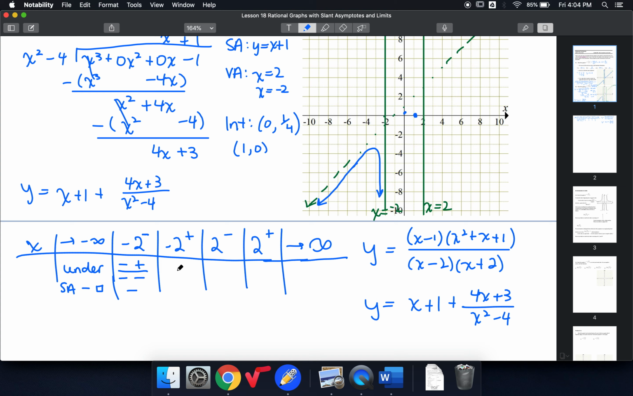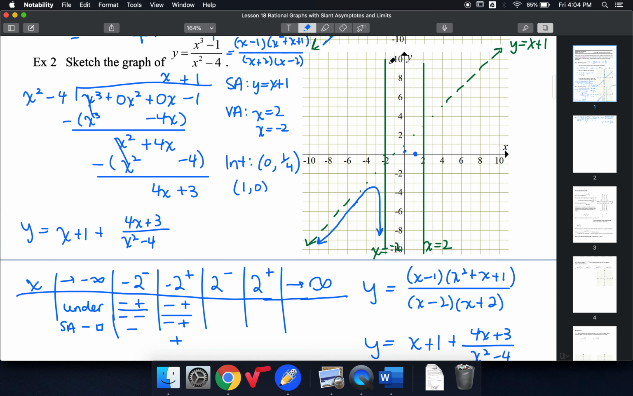On the other side, so now I'm looking over here, I'll still have a negative, I'll have a positive, and I'll divide by a negative times, in this case, a positive value there. So this is going to be positive overall. So on this side, I'm at positive infinity.